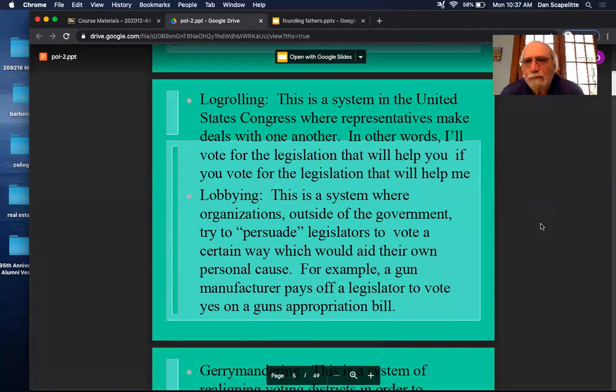A more important part that comes out of the Jackson administration is something called lobbying, which still exists today, I hope we know. Lobbying simply means that we have representatives of anybody that has their own personal cause, let's say the National Rifle Association, for example, standing outside in the lobby of the Congress, basically bribing legislators to vote certain ways that are going to help them. So, the example I have here, a gun manufacturer pays off legislators to vote yes on a gun appropriation bill.